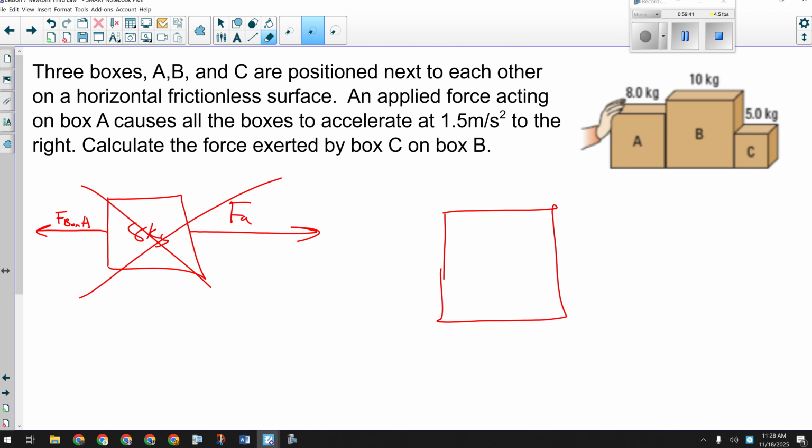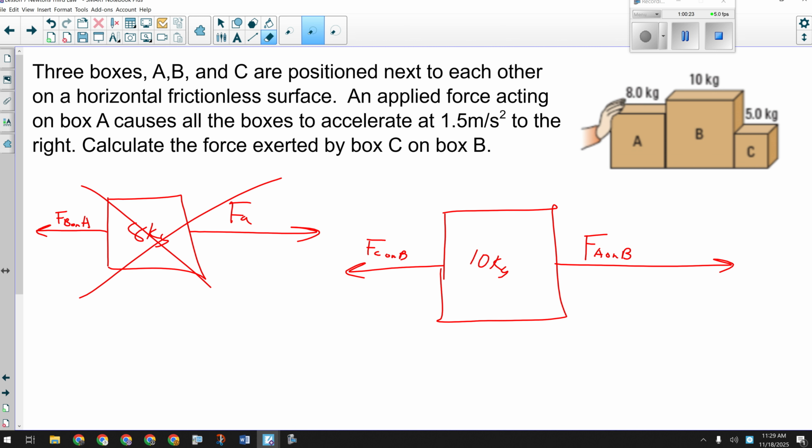Okay, box B. Box B is 10 kilograms. What's pushing box B forward? Box A. The force of A on B, and this is its action-reaction pair, the force of B on A. That doesn't really help me. What's this force? C. That's the force that C exerts on B. Is that the one the question wants me to find? Maybe I'm getting a little closer here.